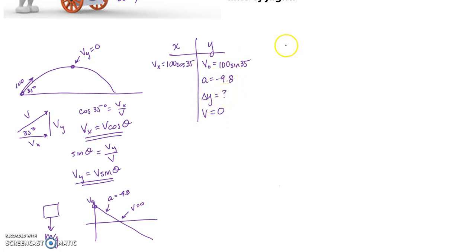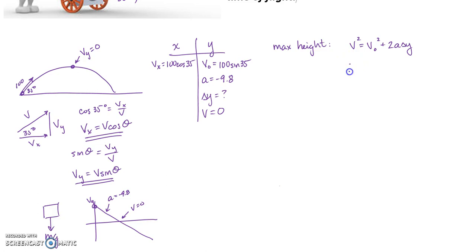So I'm going to do that. So to find the max height, I have to use all this information. And the equation that's going to get me there is going to be v squared equals my initial velocity squared plus 2 times my acceleration times my displacement. So now I just substitute in what I know and solve for that displacement.